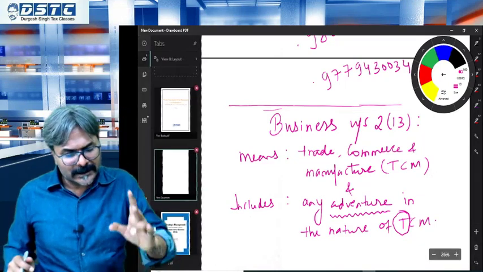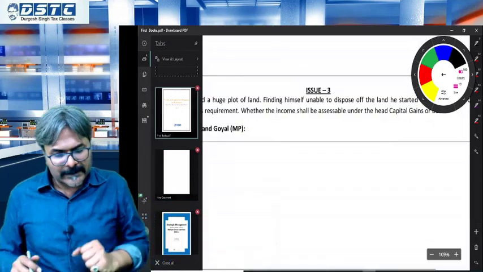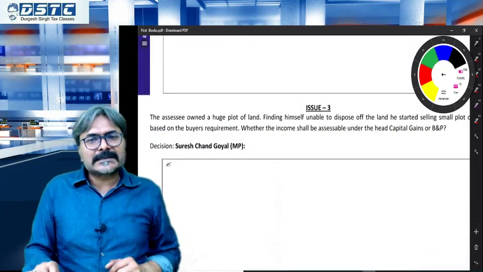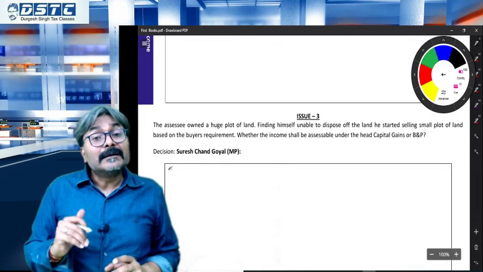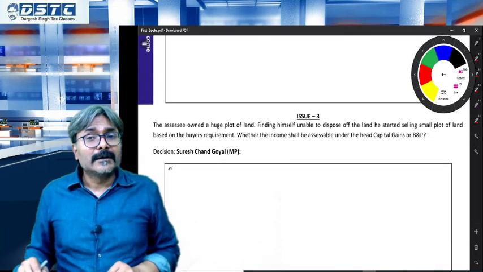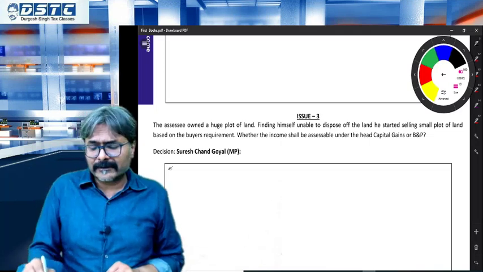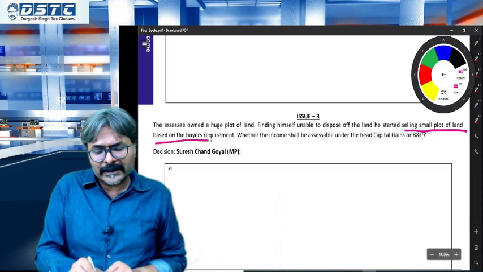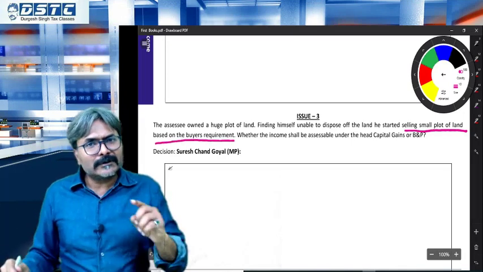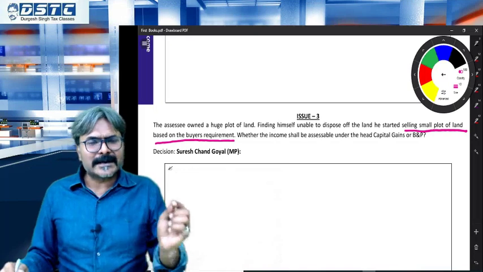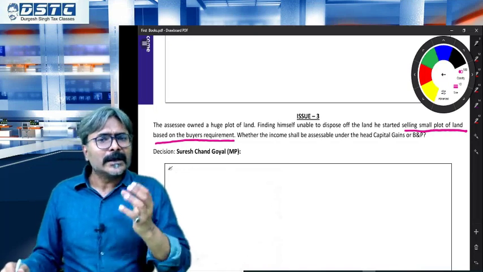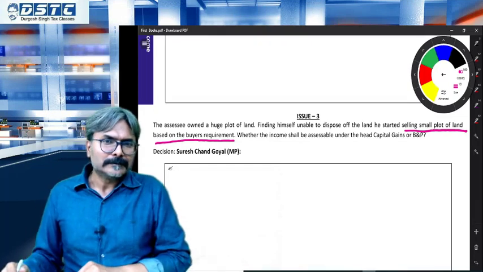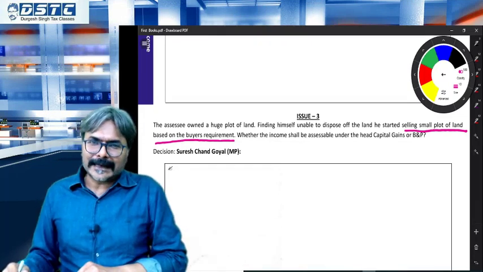Now you see what has happened in this particular case. In this case, we can easily see that there was no such systematic activity that the assessee has carried out. Why has the assessee not carried out any systematic activity? Because he was selling these small plots of land based on the buyer's requirement. And because of that, the systematic activity is completely missing in this case. And that is the reason why.